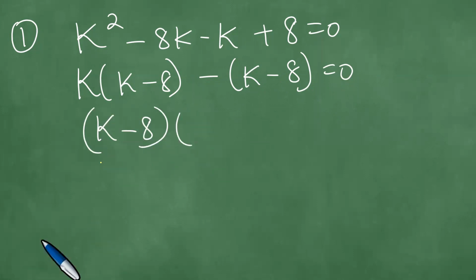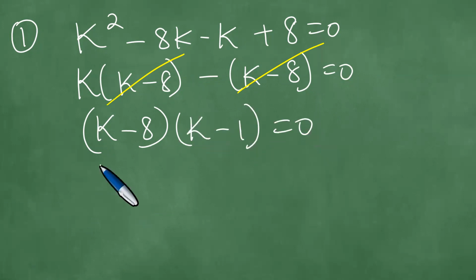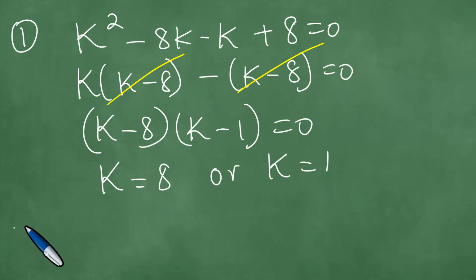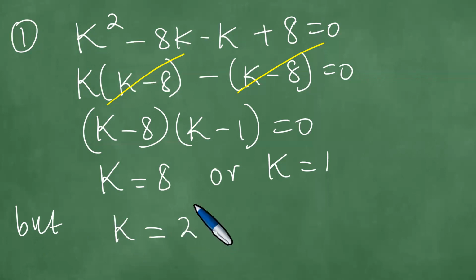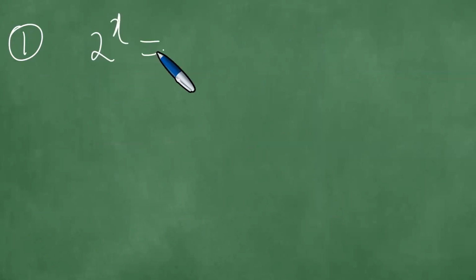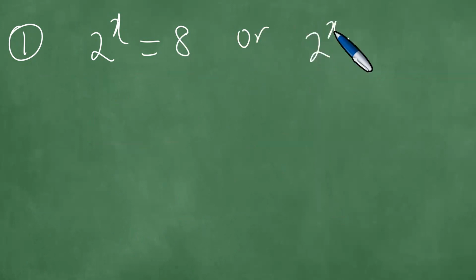At this point, when you factor out the k minus 8, it becomes a common factor, and you therefore have k minus 1 equals 0, which means k is 8 or k is 1. But k is 2 to the power x. So it therefore means that 2 to the power x equals 8. Over here it would mean that 2 to the power x equals 1.